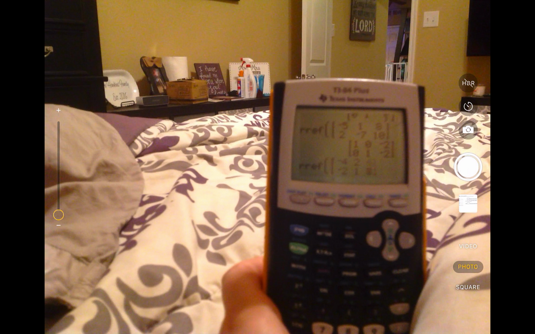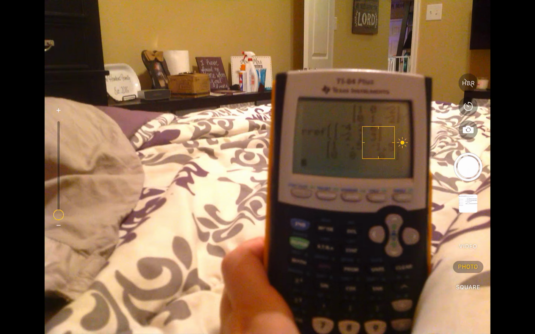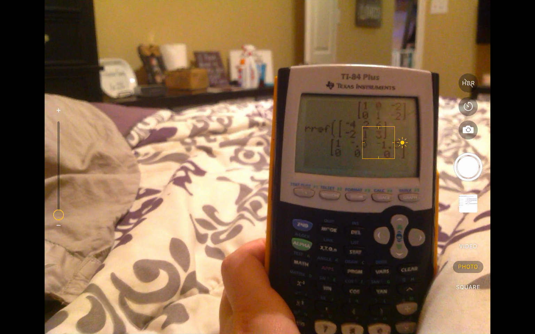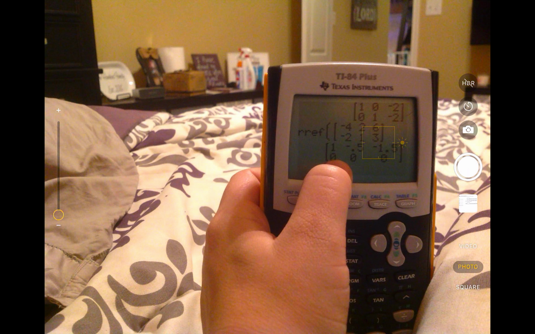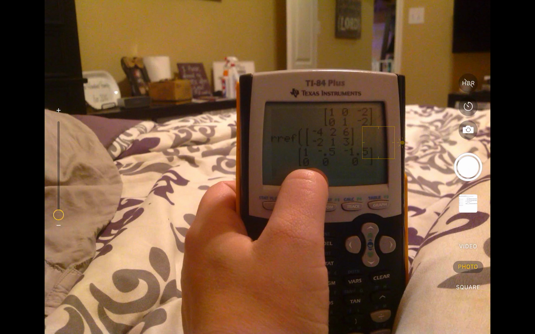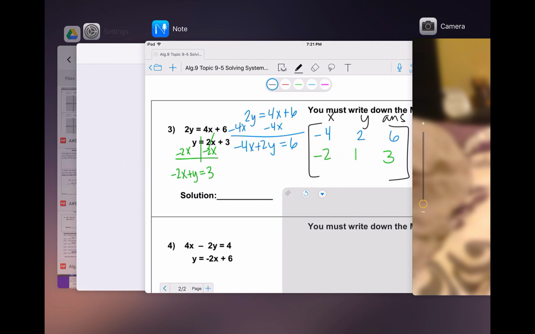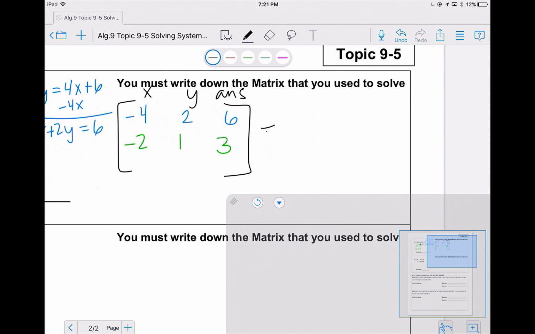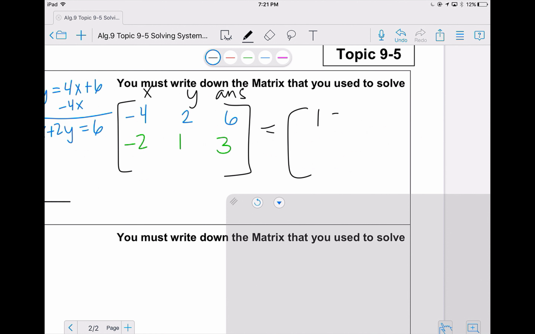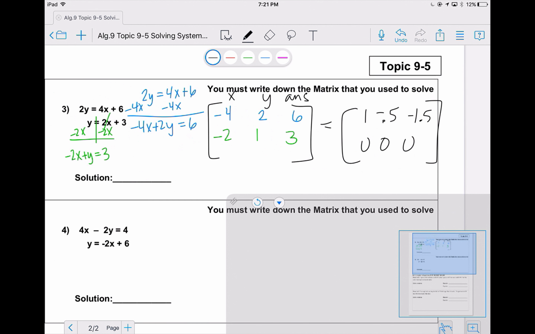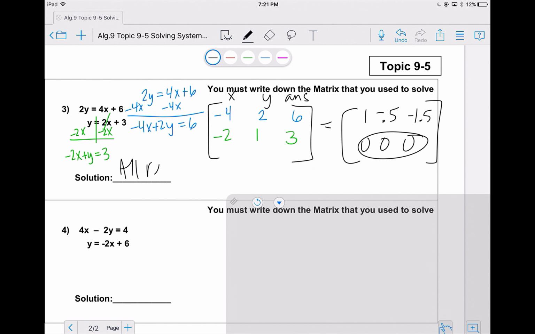-4, 2, 6, -2, 1, and 3. Now, notice I do not have the 1, 0, 0, 1. On the bottom, I have all zeros. So all zeros means all reals. So I have 1, -0.5, -1.5, 0, 0, 0. So all zeros means all reals, which is the same as infinite solutions.